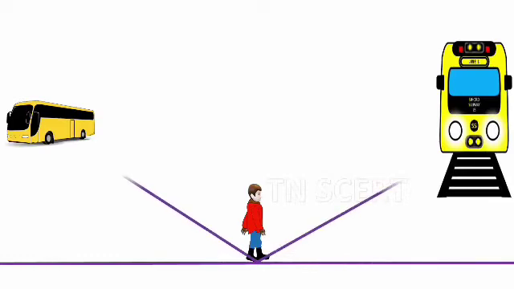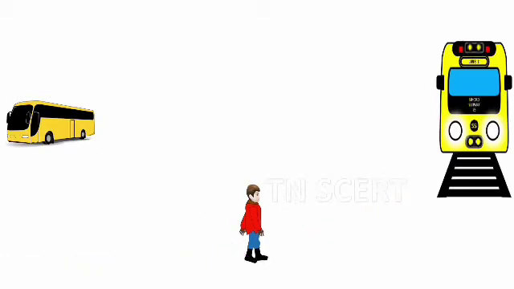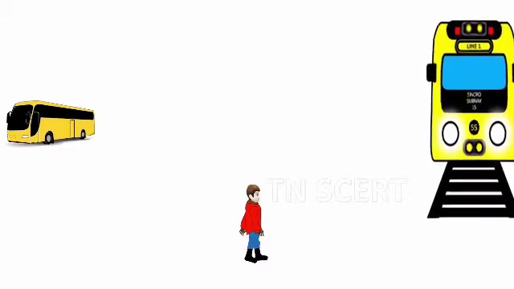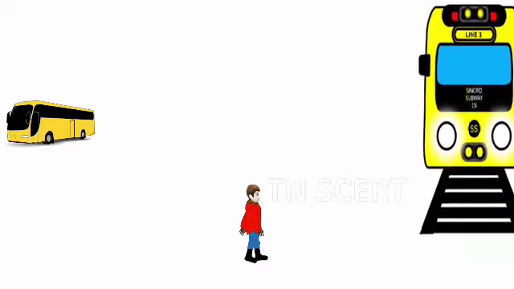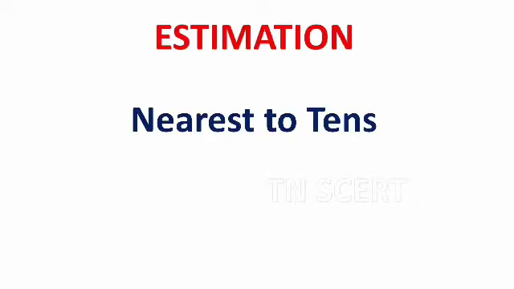Now, the boy is standing at an equal distance from the bus and the train. So, approximately, we can say that the boy is nearest to the train. Estimation. Nearest to tens.